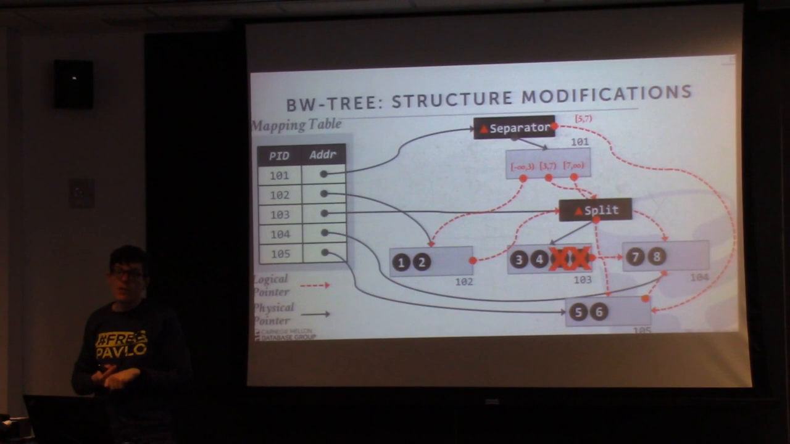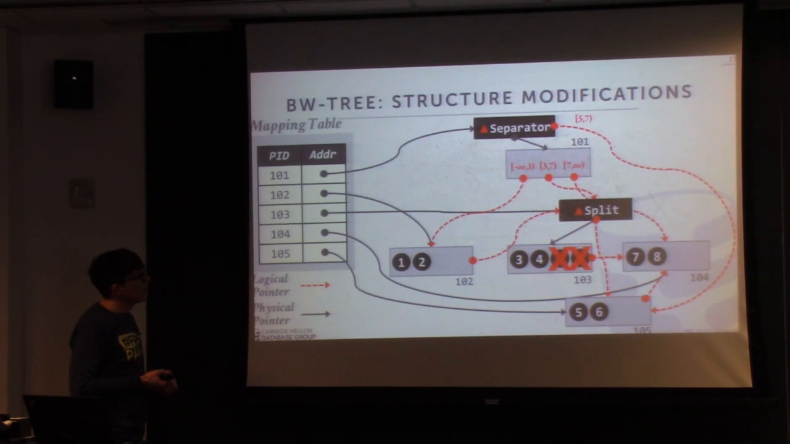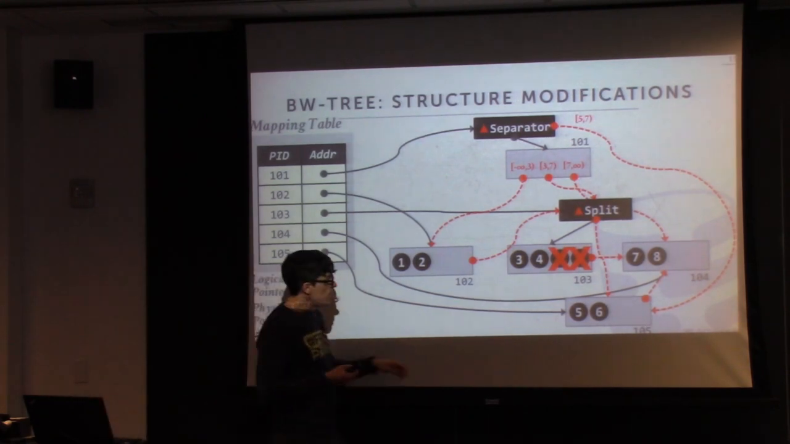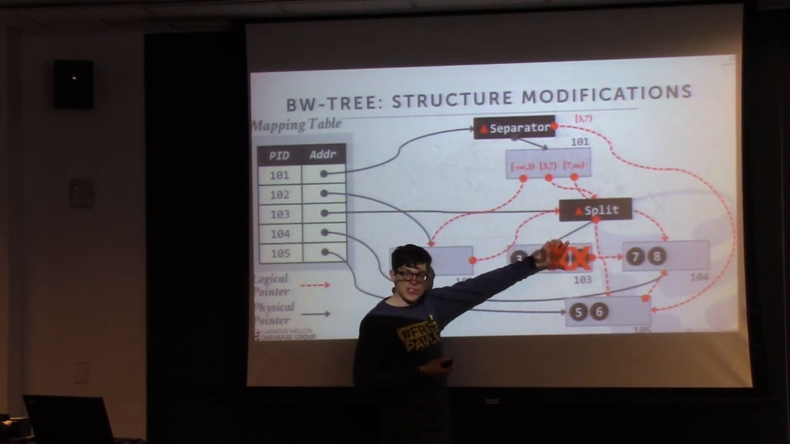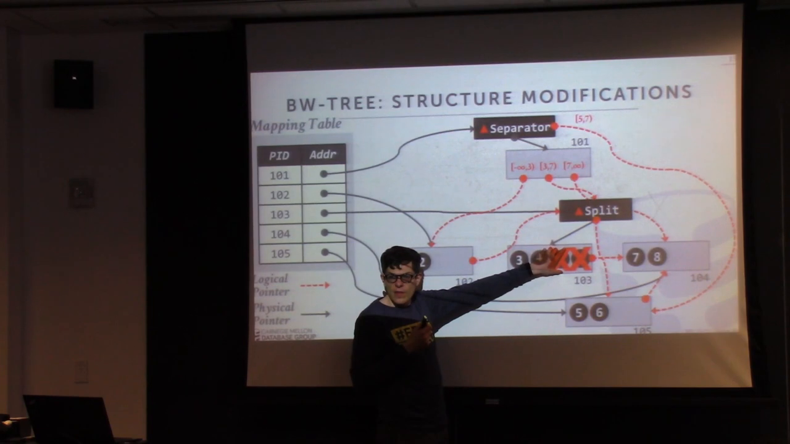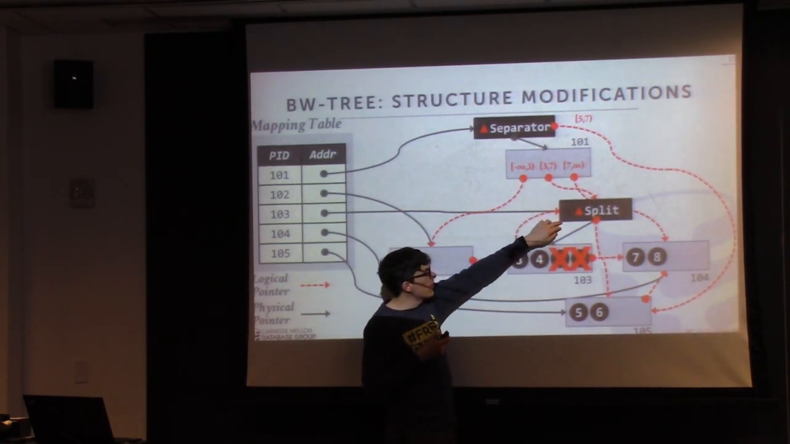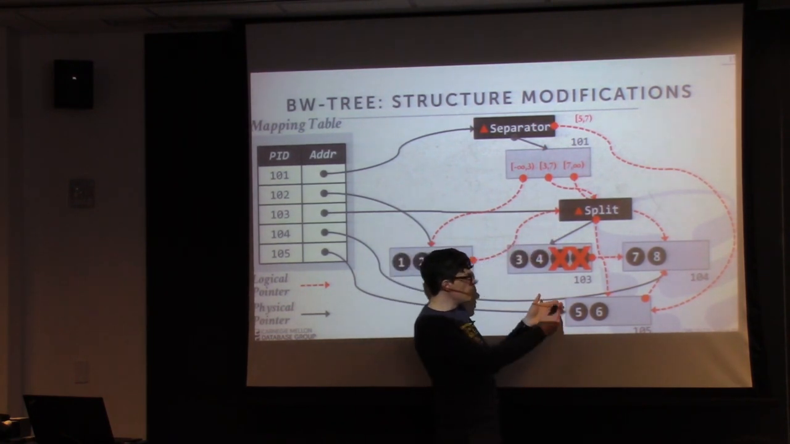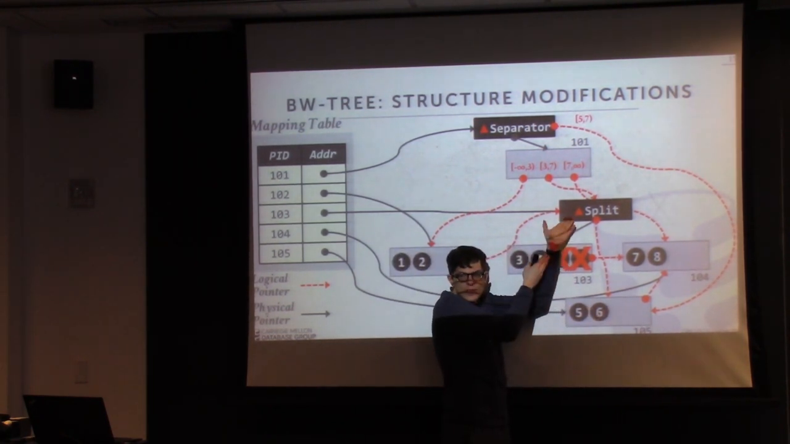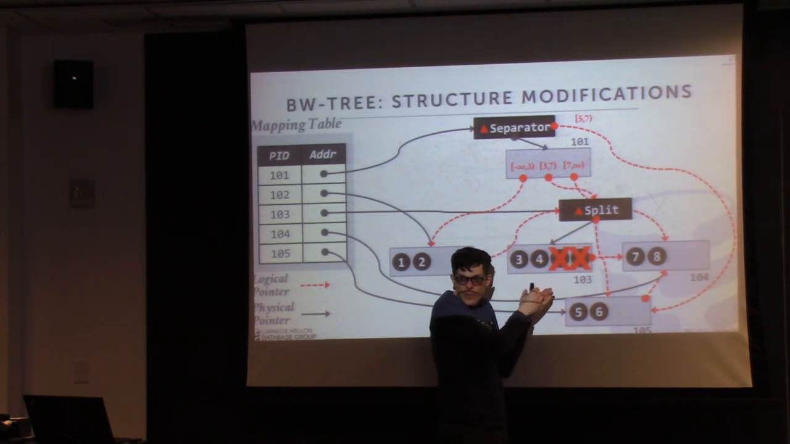In the back, yes? Is the X marking node 103 actually part of the node 103 or part of the split record? Your question is, are these X marks in node 103 or...? This is just for illustration, right? The information is actually stored in the split record. The split record is going to say that if you want key range 5 to 7 exclusive, then you would go here. So that's essentially equivalent to the X's. But I'm just showing X's to say that the data is still there, but no one will see it.